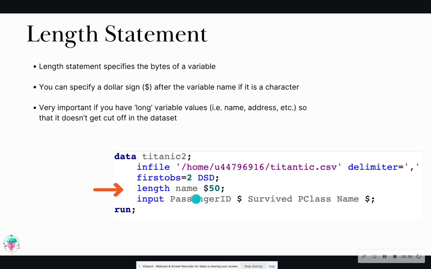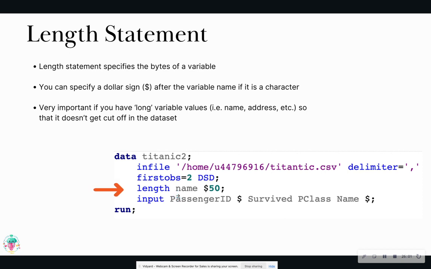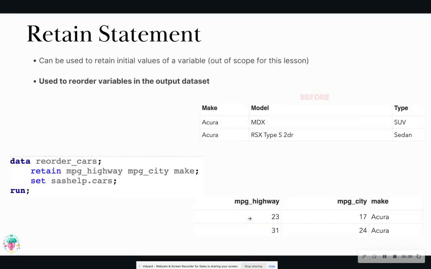So when we did the infile statement to read in a CSV file, and I input the passenger ID, survive, P class, and name, I specified the name to be 50 characters long and as a character variable with a $ sign. That way, nobody's name in the data set gets cut off.